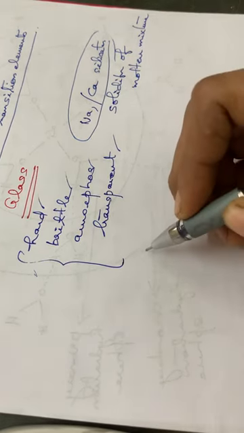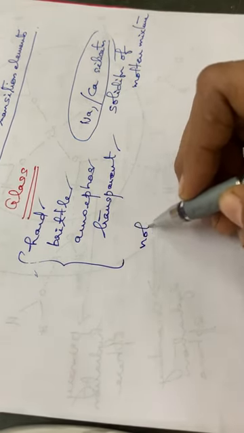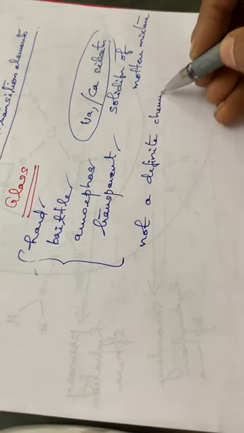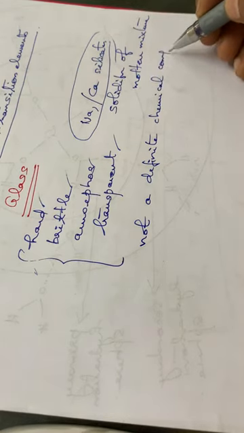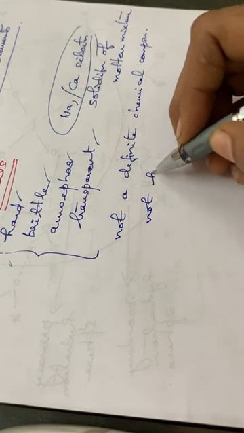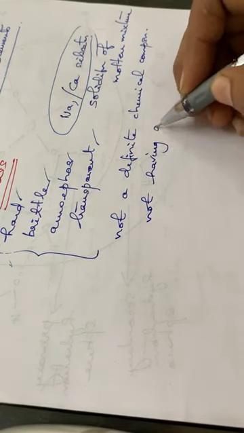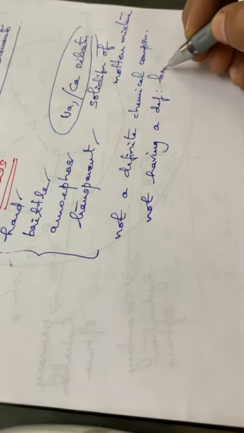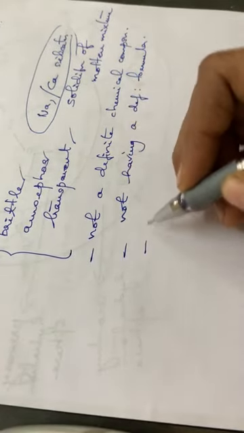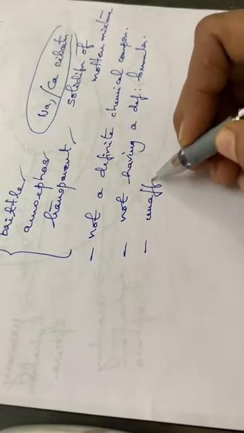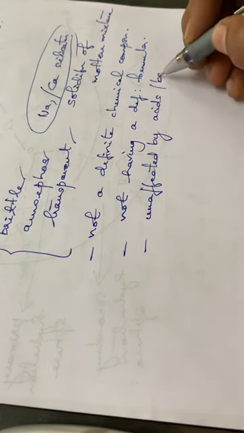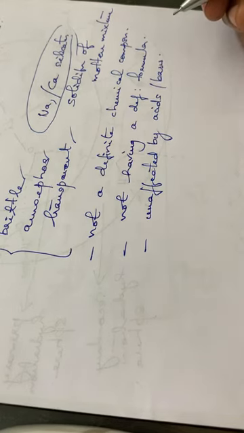The composition of the glass will be varying. That means it will not have a definite chemical composition, and it will not have a definite formula. And also, as you know, it is usually unaffected by acids or bases.